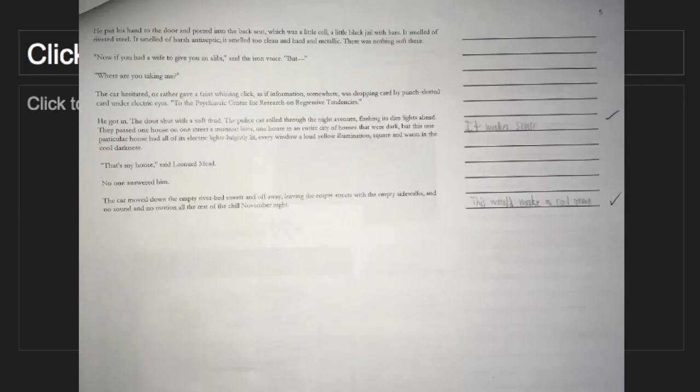This, for example, is a real example from a student. I took a picture of this. You can see they made two annotations. The first one says, "It makes sense." The second one says, "This would make a cool game." There's nothing inherently wrong about these annotations, but as a teacher, this doesn't really help me. It doesn't really show me that you're thinking deeply about a text. You might be, but I just don't quite have the evidence.